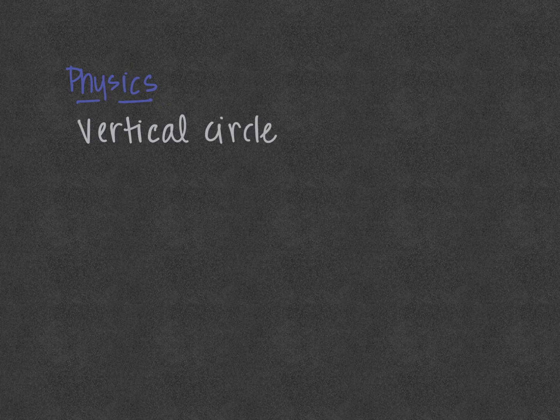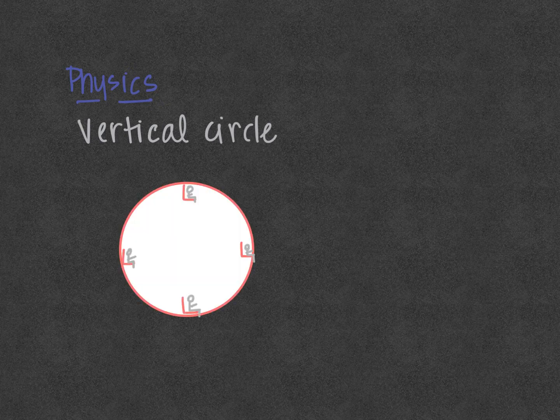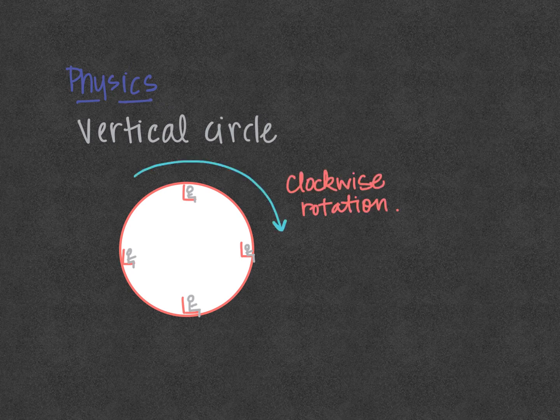Let's look at circular motion for objects moving in a vertical circle. This would be something like a Ferris wheel. So as this Ferris wheel rotates clockwise, each of the passengers has a tangential velocity. Each particle of this Ferris wheel will have a center-seeking acceleration.